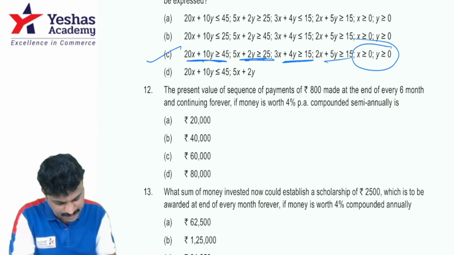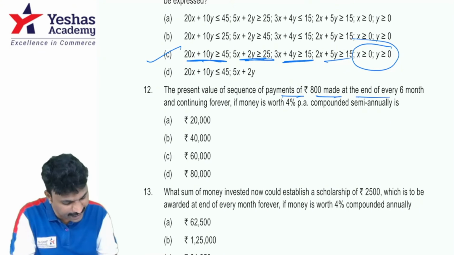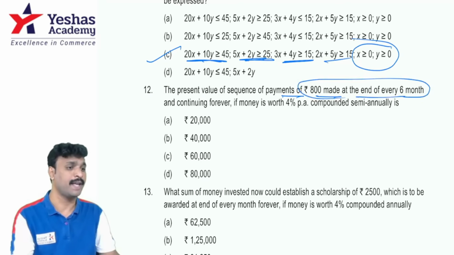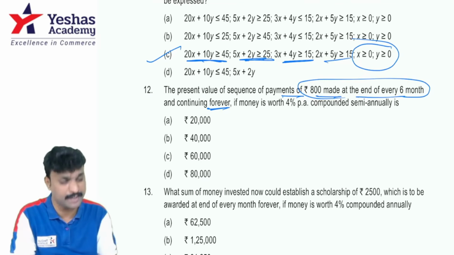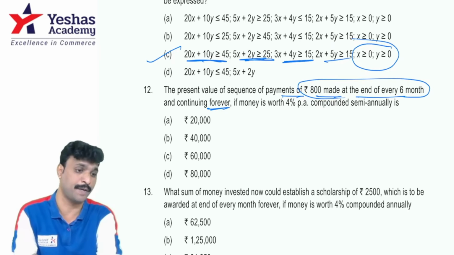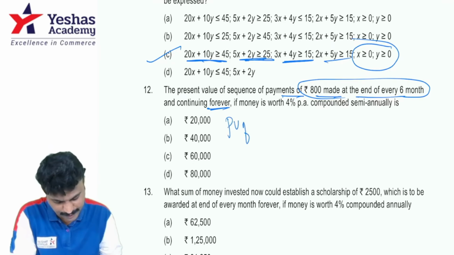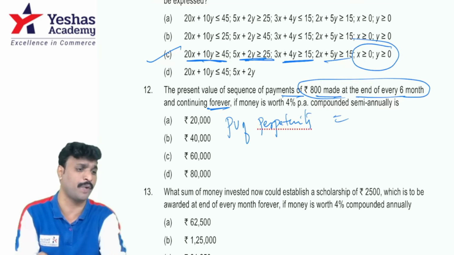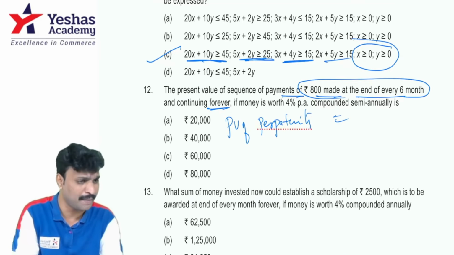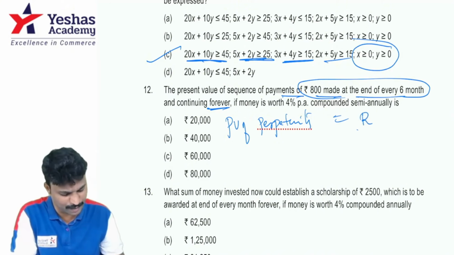The present value of the sequence of payments 800 made at the end of every 6 months. So guys, it's basically forever they have given. So obviously forever means it's a perpetuity. So PV of perpetuity they're asking. So what is PV of perpetuity? Is it a normal perpetuity or a growing perpetuity? It's a normal or a multi-period perpetuity. So it's given by R by I.